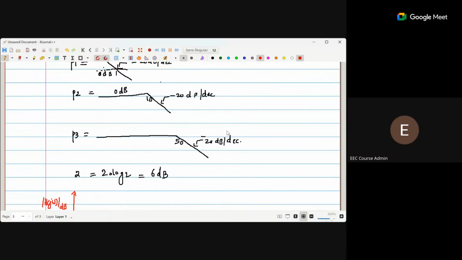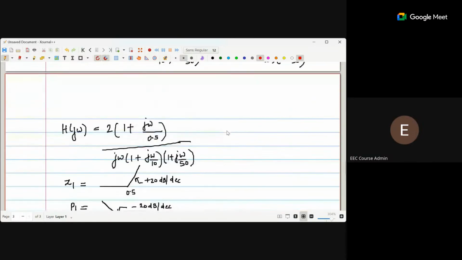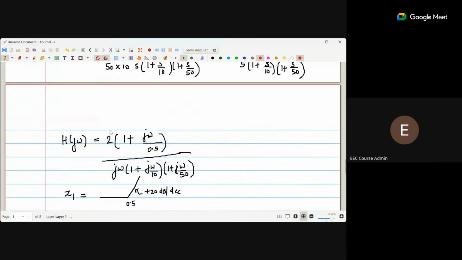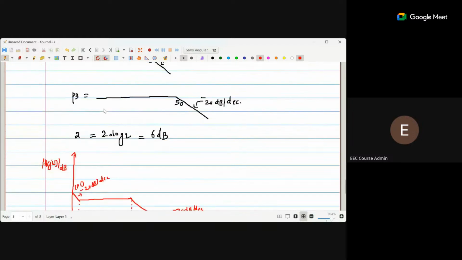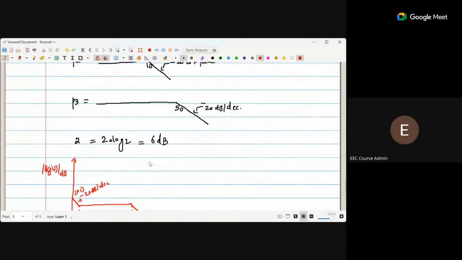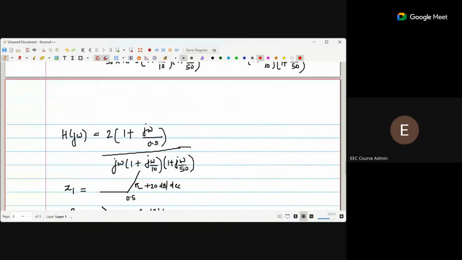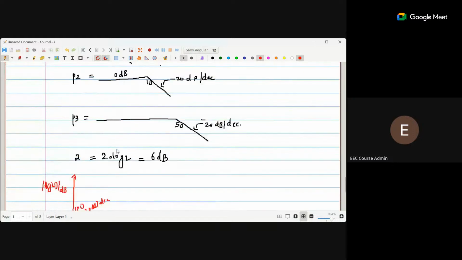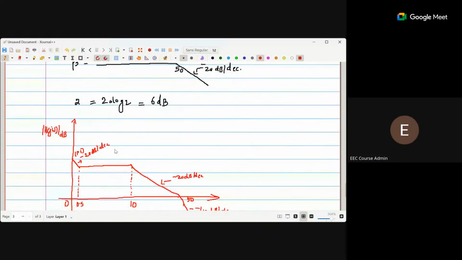And finally this constant term, 20, A equal to 2, not 20, A equal to 2. So 20 log 2 will give you 6 dB. Now you club all these together to find out the magnitude plot of the given transfer function.